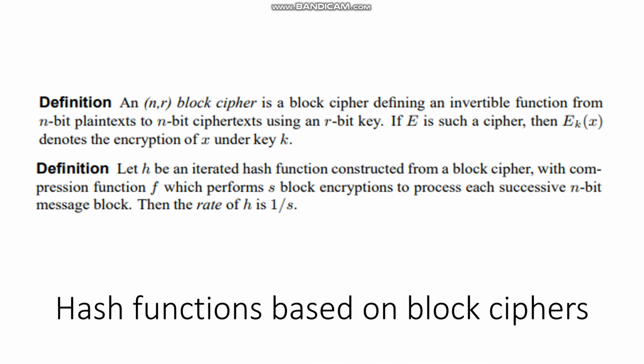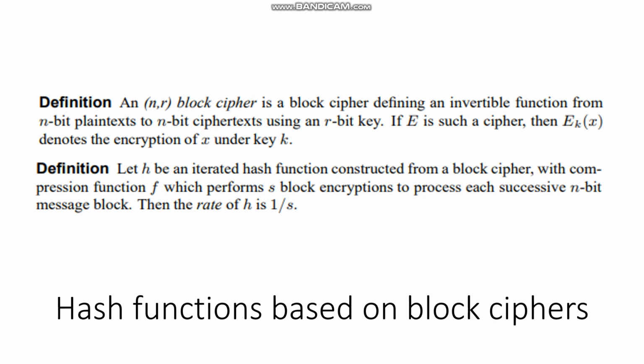hash functions. In the simplest case, the size of the key used in such hash functions is approximately the same as the block length of the cipher. In other cases, hash functions use larger keys. It's double length, as we talked about before.